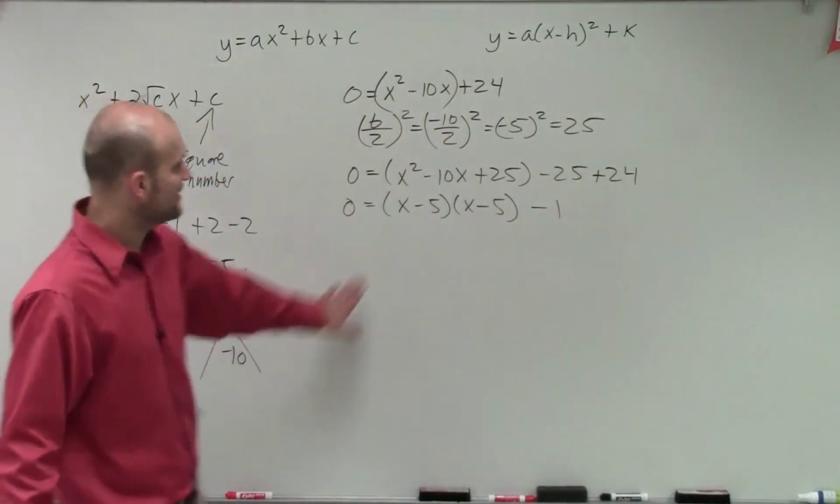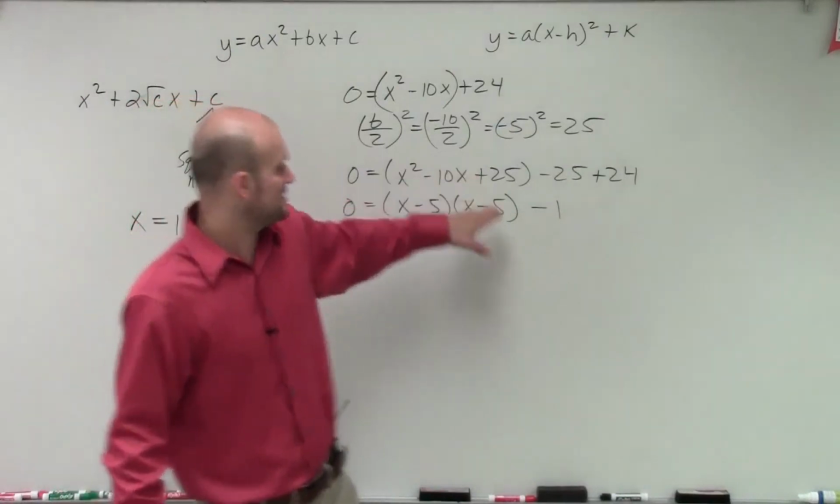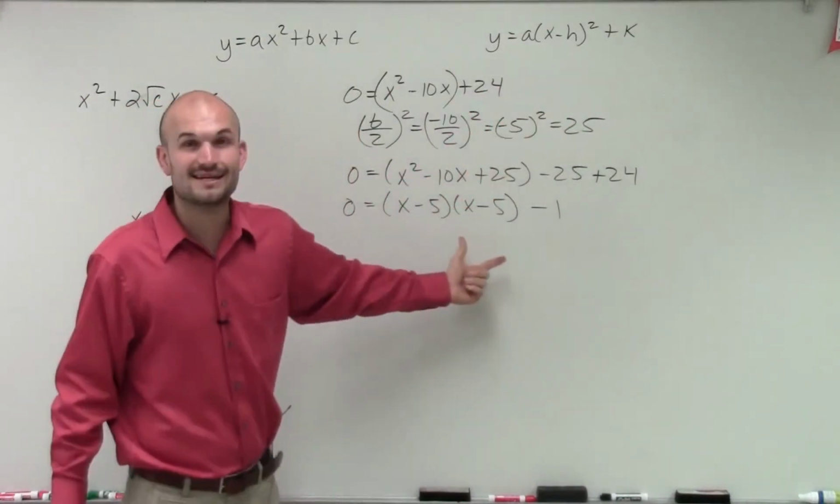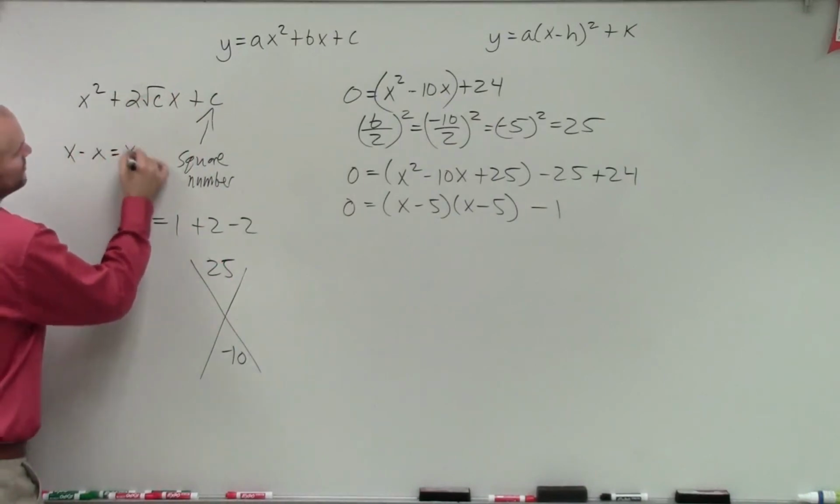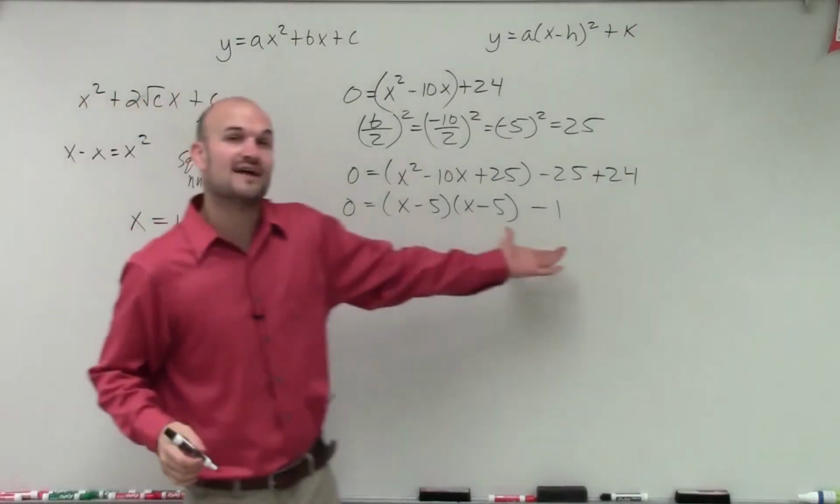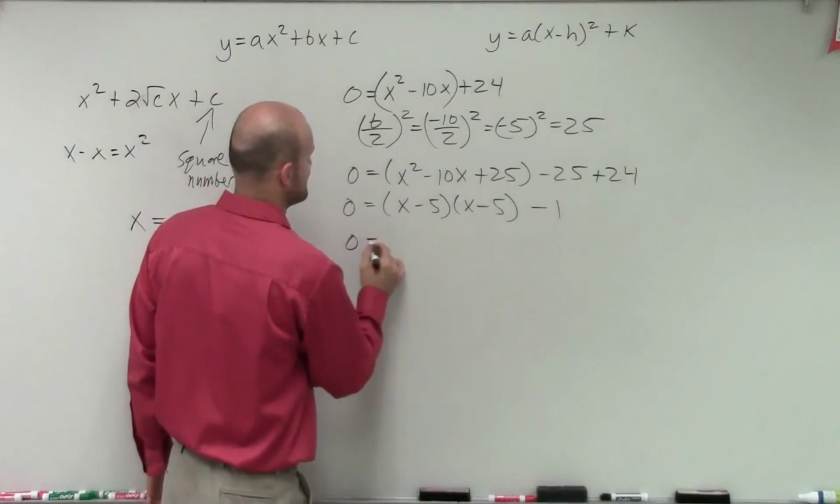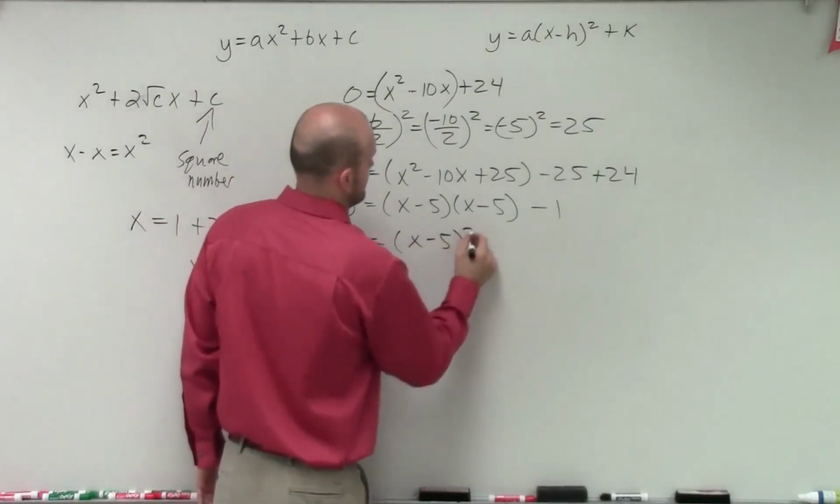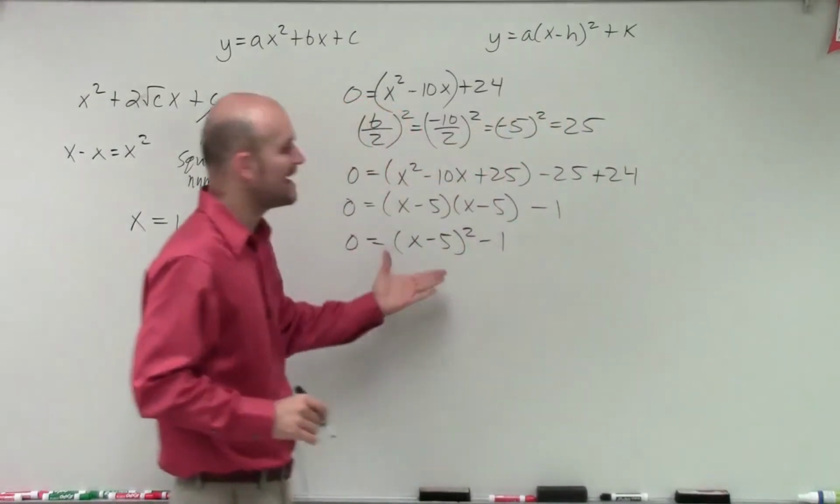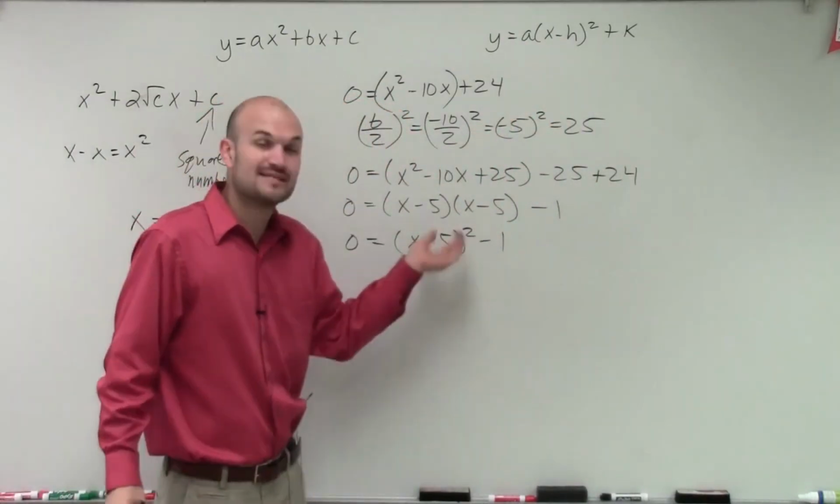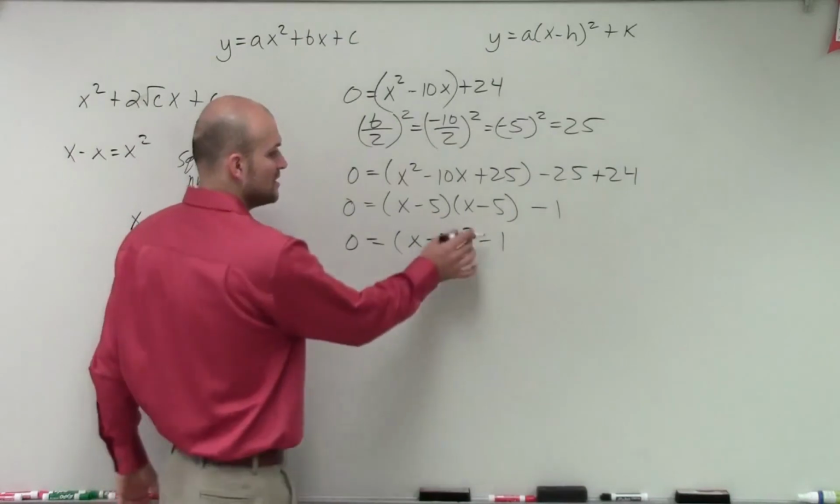Now, the main important thing is that we don't have an equation that's written like this. We can rewrite this as squared. Just like if I said x times x, that equals x squared, well, x minus 5 times x minus 5 equals x minus 5 squared. Now it's in this format. And when it's in this format, I can apply the square root method, which means I'm just going to use my inverse operations to solve for x.